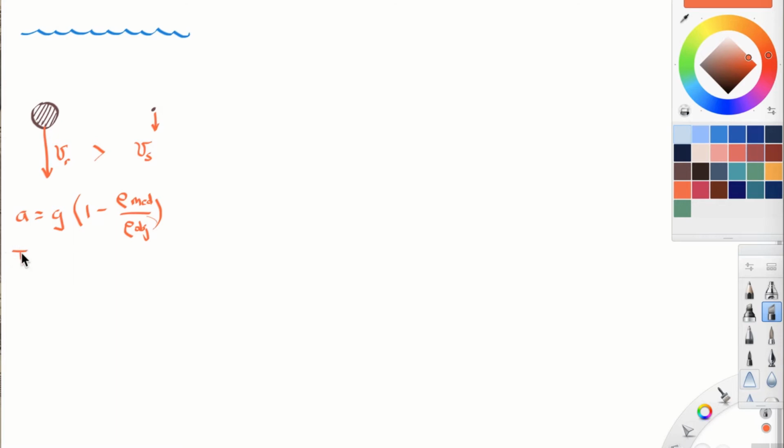So the effect of buoyancy cannot account for the different speeds of two objects having the same density and falling in the same medium. Okay, so that's an important point to realize.